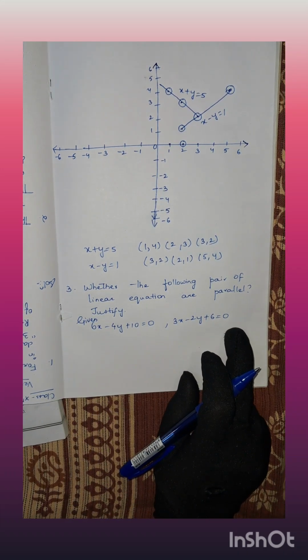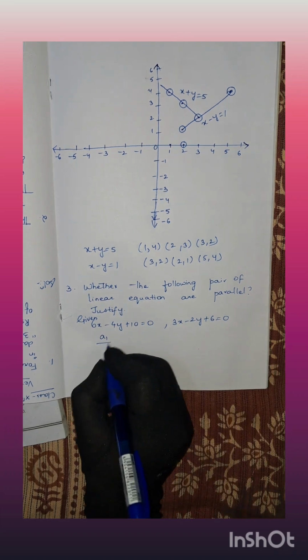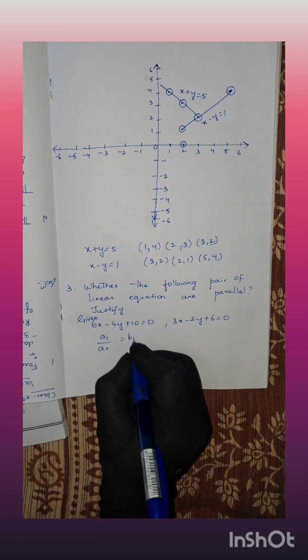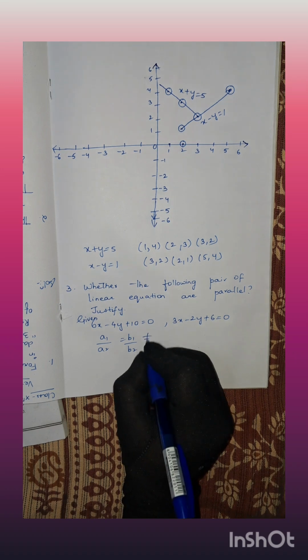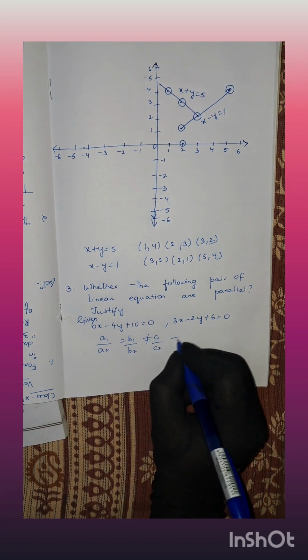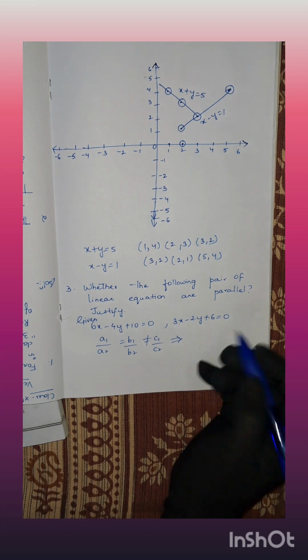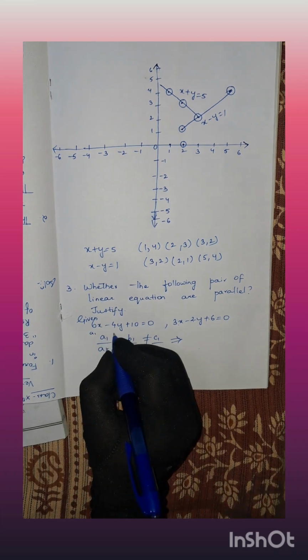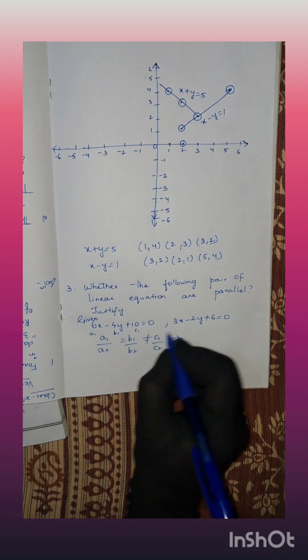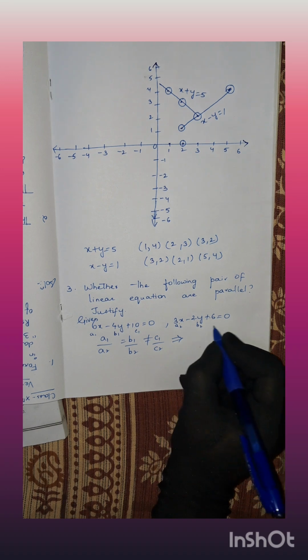Okay, for linear equations to be parallel, what is the condition? A1 by A2 is equal to B1 by B2, and it should not be equal to C1 by C2. Let us check. A1, B1, C1, A2, B2, C2, right? I'll write here A1, B1, C1, A2, B2 and C2.